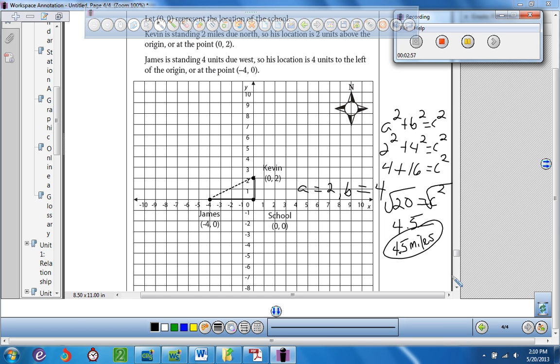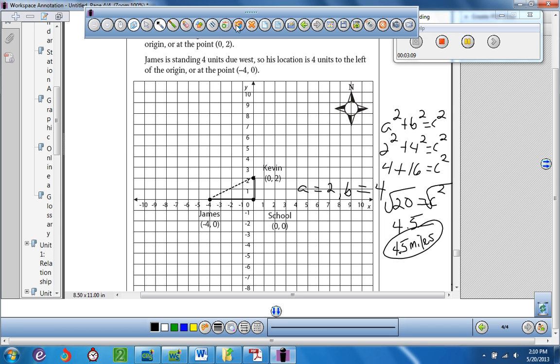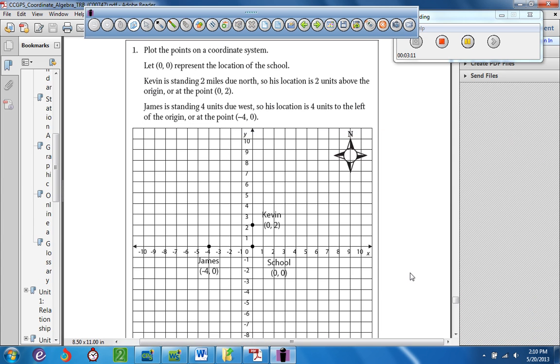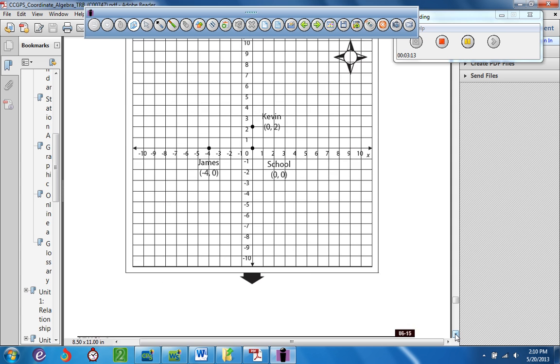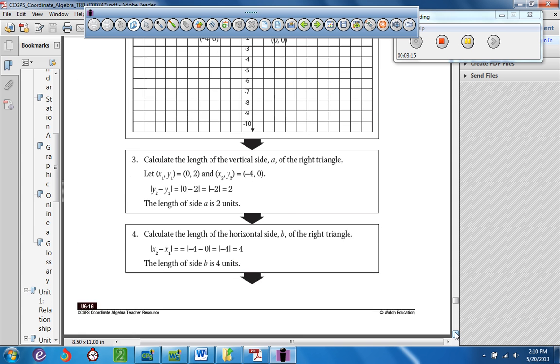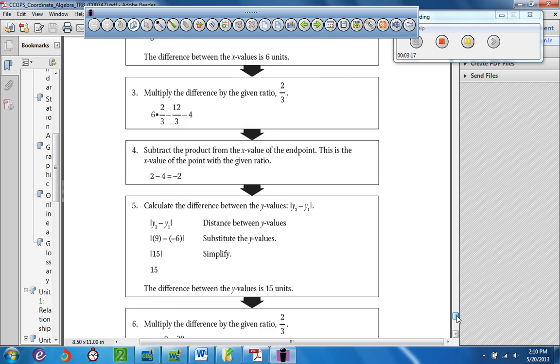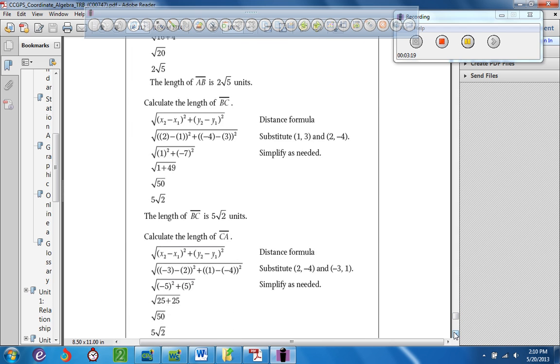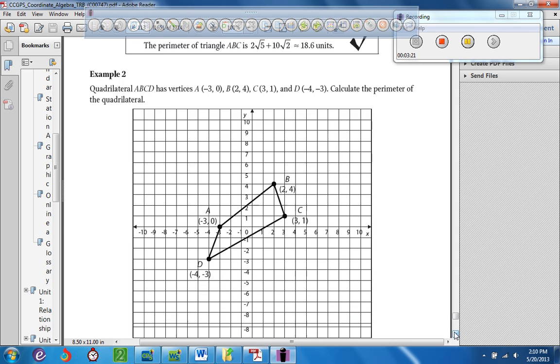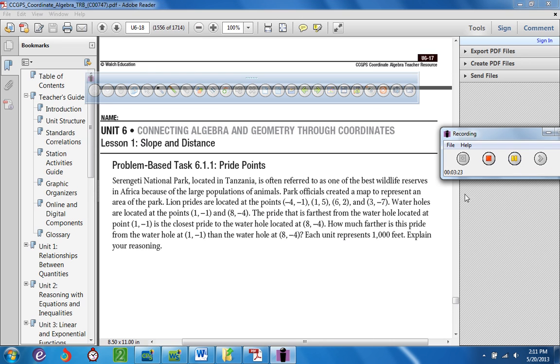Now what I want you to do is go over in your packet and go to problem-based task 6.1.1. The first thing I want you to do is read through it, and it's going to walk you through it, and you're going to come up with the distances on this. So you're going to do this problem.